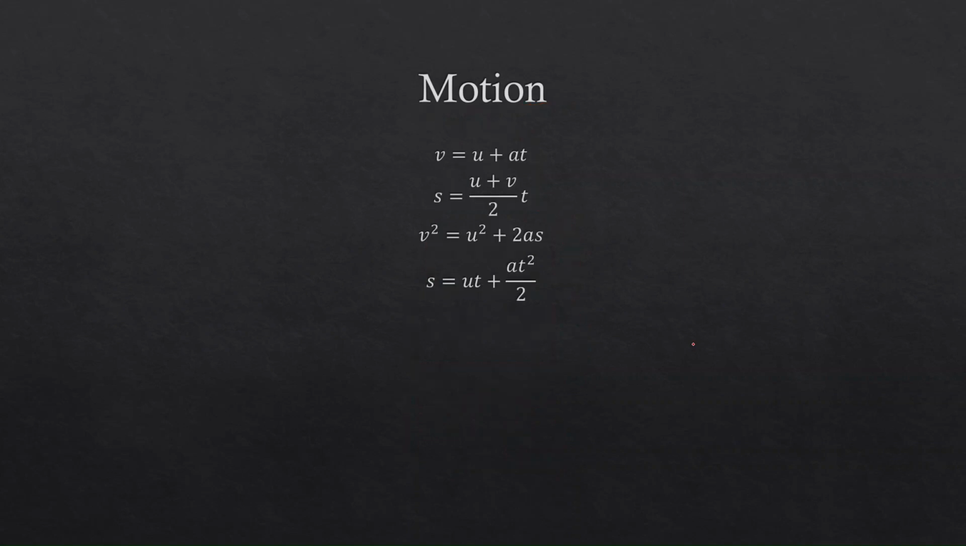These are some further motion equations which are not necessary for us in IGCSE, but these can be helpful. I like to call these the SUVAT equations, where S is displacement, then initial velocity, final velocity, acceleration, and time. And if you notice, these four are vector quantities, and this is a scalar quantity. All right, this will come in handy next year in A levels.